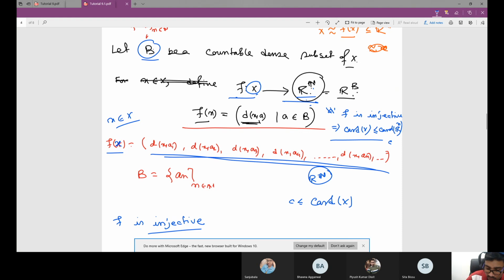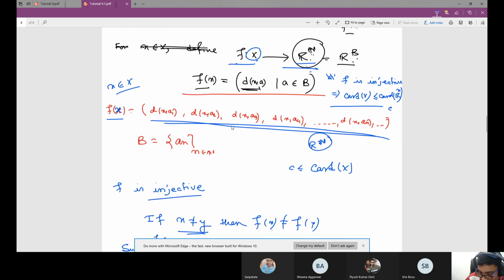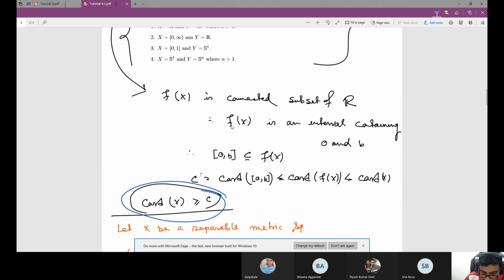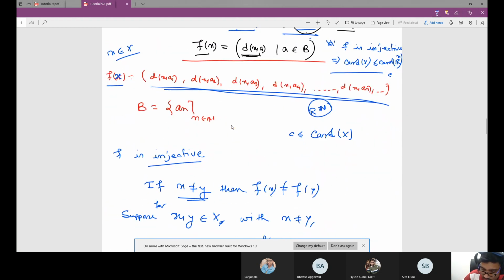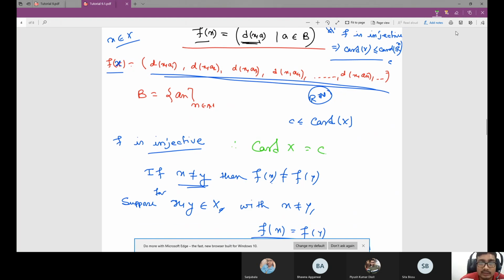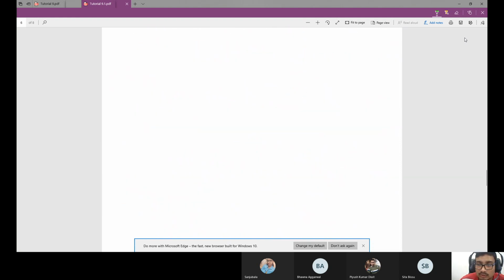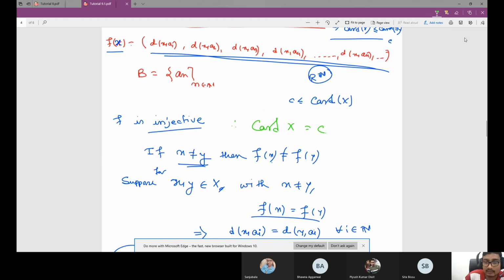This is the same as c. So earlier we had c is less than or equal to the cardinality of X, and now we have proved that the cardinality of X is less than or equal to c. Therefore, we can say the cardinality of X equals c. Fine, so this proof is not that difficult, but you have to find the right track.